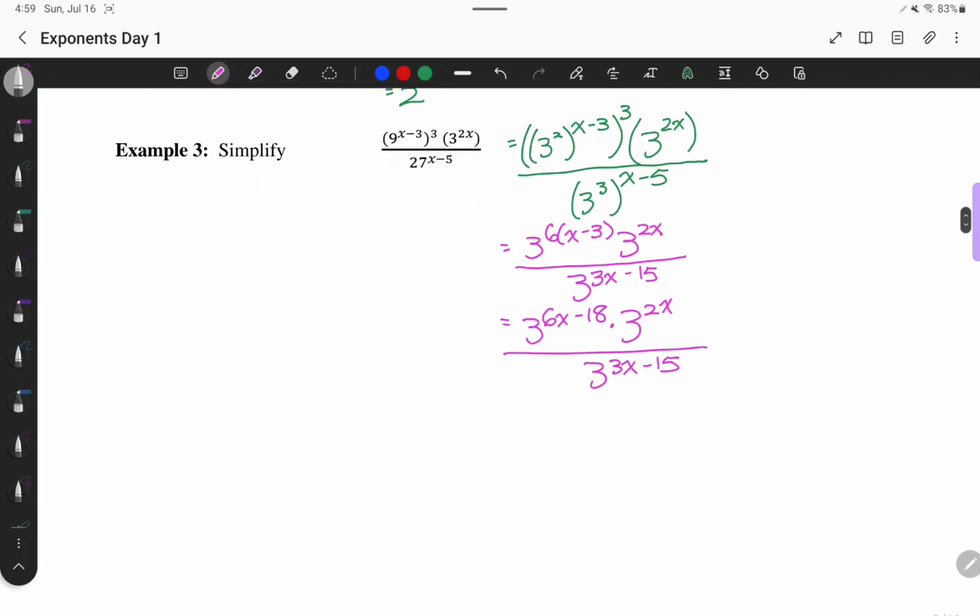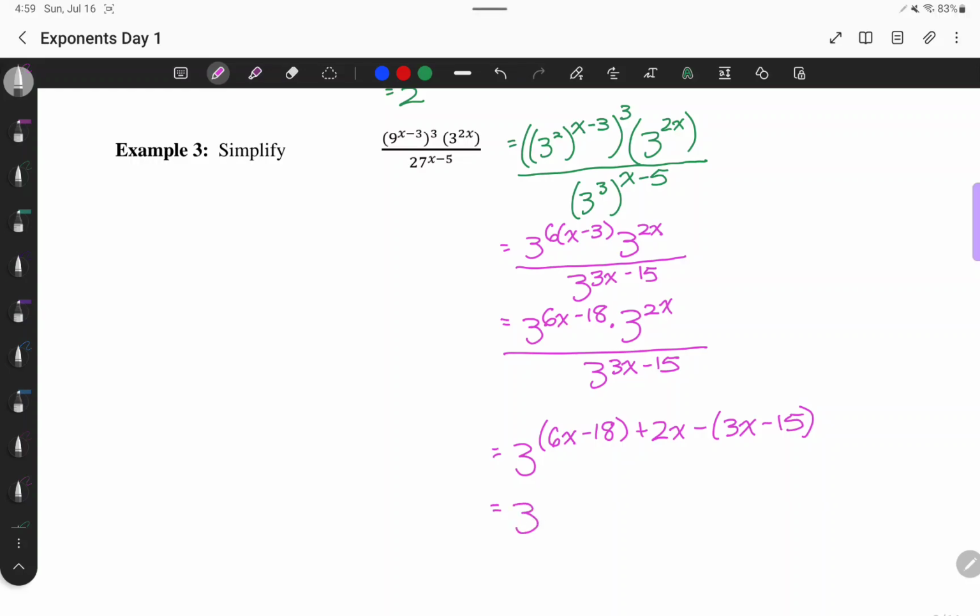Okay, we're now at a point where we can start adding and subtracting. So I'm going to rewrite this with one base and just a really long exponent: 3 to the power of 6x minus 18 plus 2x minus 3x minus 15. Watch that bracket on the last one and make sure you're subtracting the whole thing.